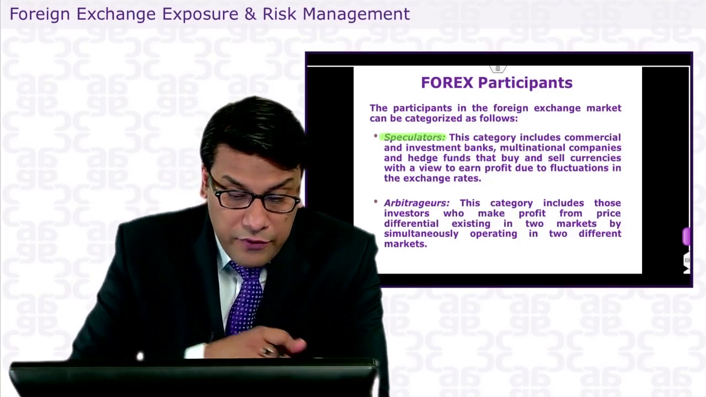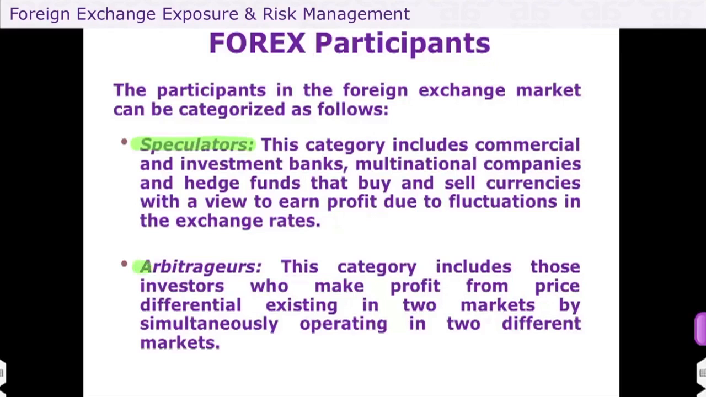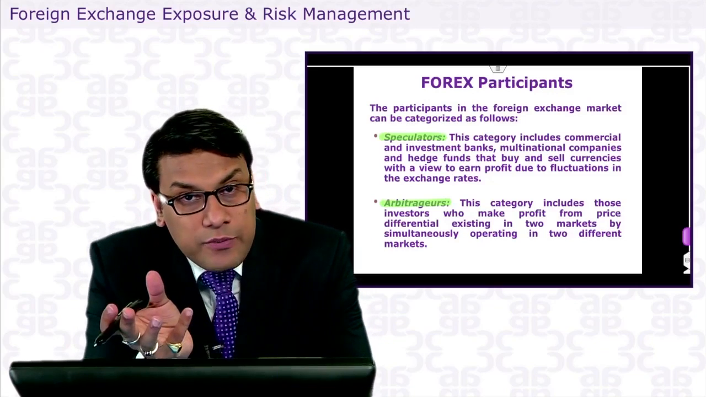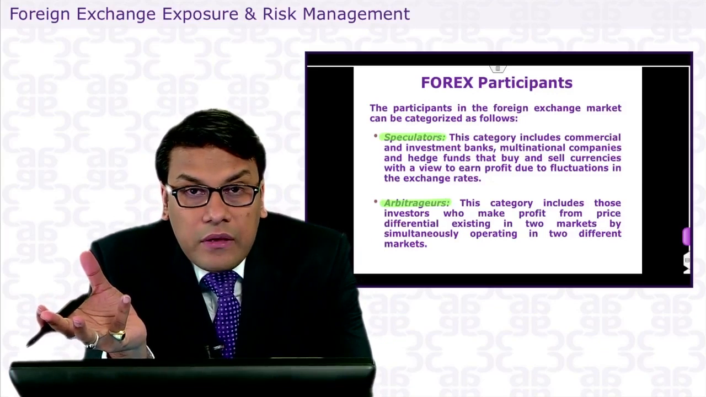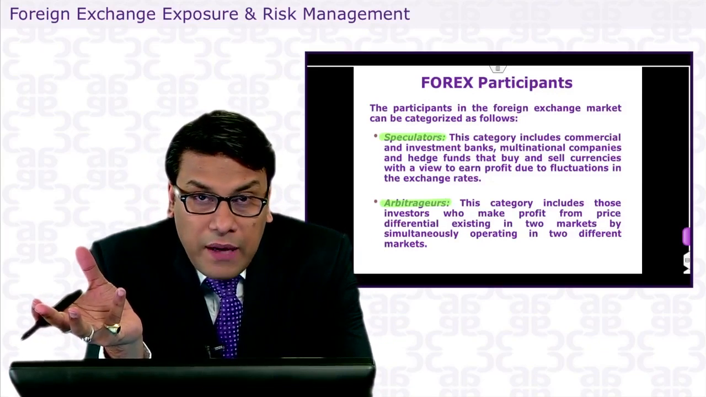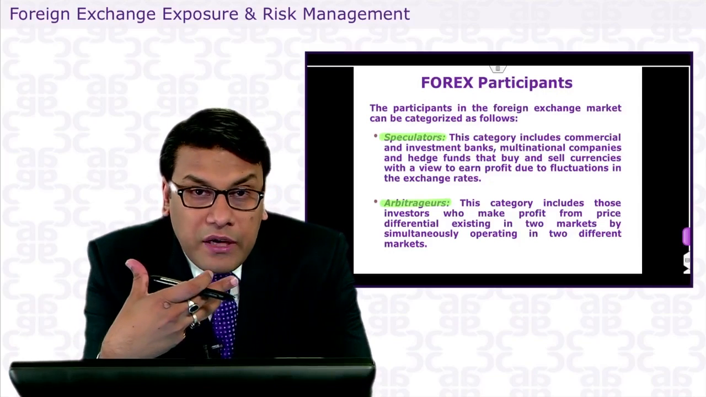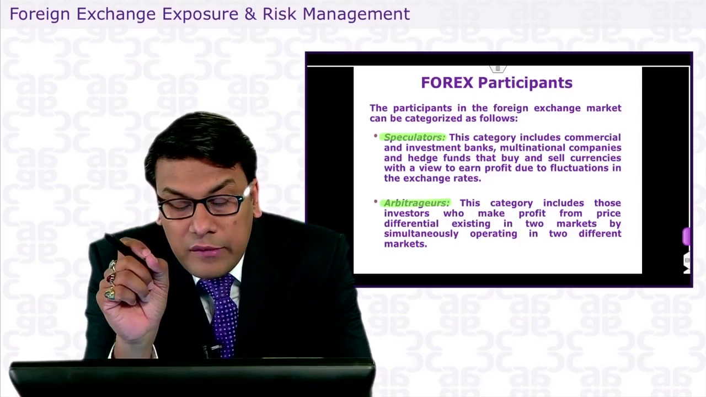Now, apart from that, we have talked about another type of player in these markets, arbitragers. Arbitragers are institutions or individuals who, as we understood, simultaneously take exposure in two different markets to make a risk-free profit. Because of their involvement in markets, you see the market coming to equilibrium. So that is the main role of an arbitrager.